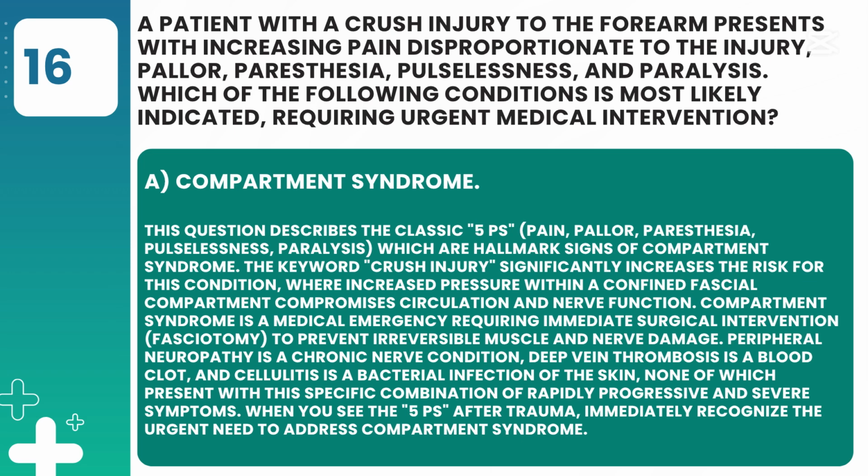Peripheral neuropathy is a chronic nerve condition, deep vein thrombosis is a blood clot, and cellulitis is a bacterial infection of the skin, none of which present with this specific combination of rapidly progressive and severe symptoms. When you see the 5 Ps after trauma, immediately recognize the urgent need to address compartment syndrome.